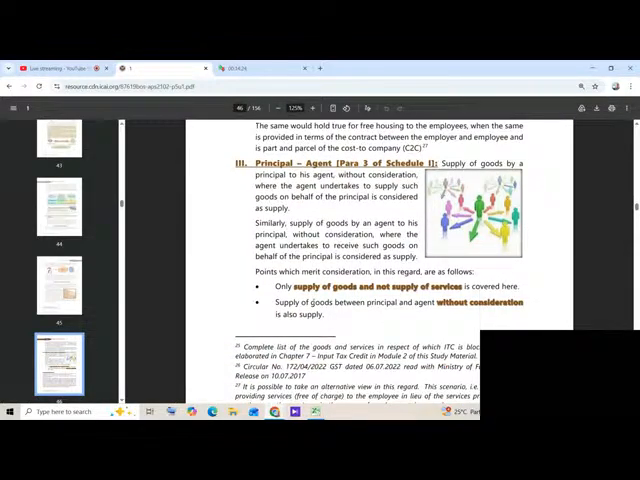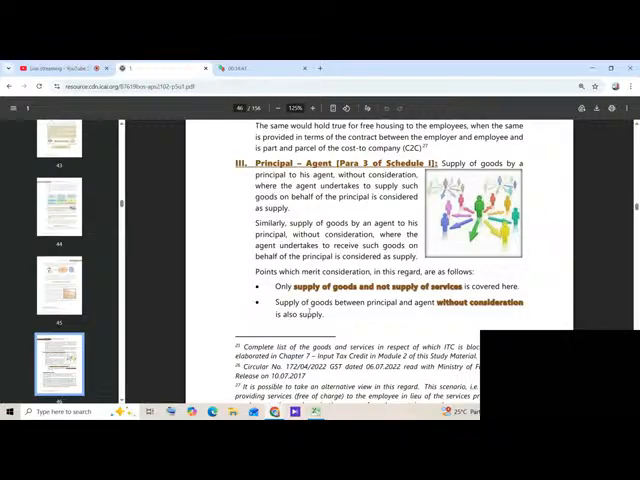Principal agent, para 3 of Schedule 1. Supply of goods by a principal to his agent without consideration, where the agent undertakes to supply such goods on behalf of the principal, is considered as supply. Similarly, supply of goods by an agent to his principal without consideration, where the agent undertakes to receive such goods on behalf of the principal, is considered as supply.